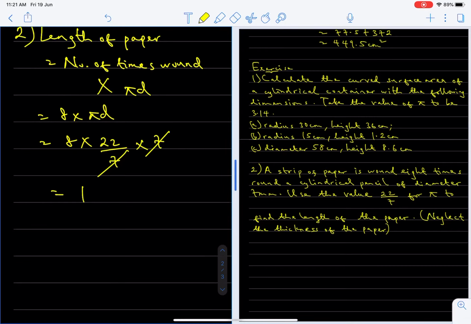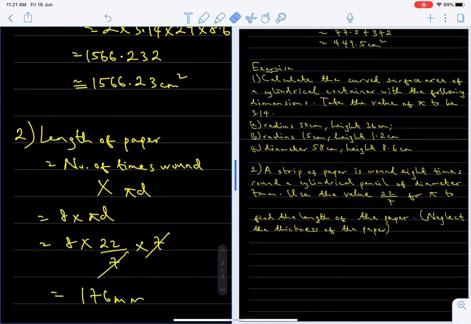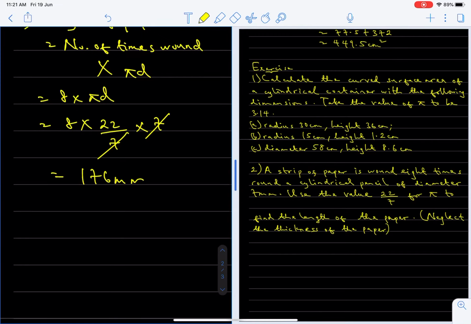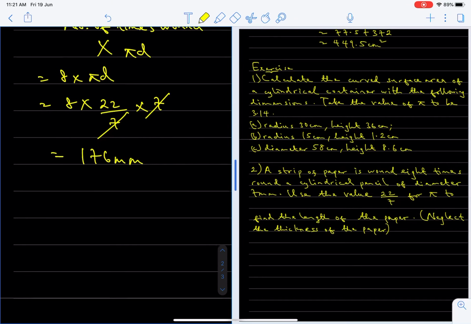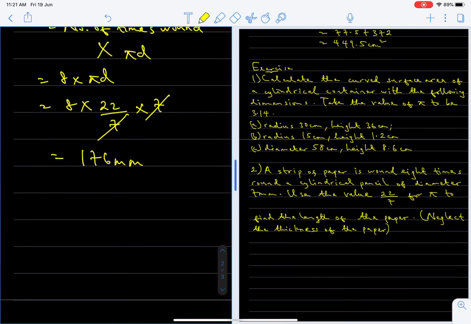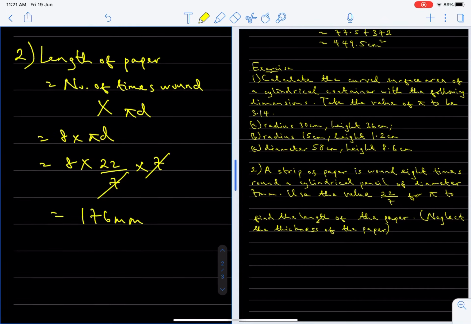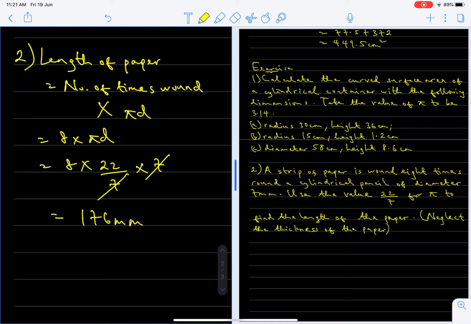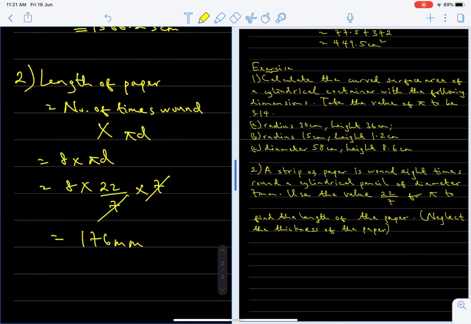That's 176 millimeters. Are we asked to change the unit of our answer? No. That's 176 millimeters, and that's it. So the length of the paper is 176 millimeters. It's as simple as that. Yeah, that's the length of the paper.